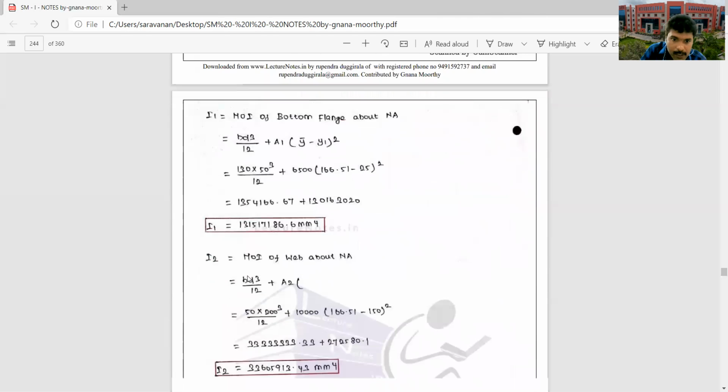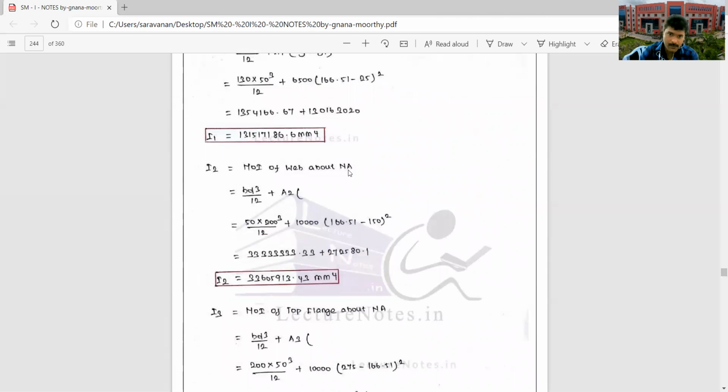I2 means the moment of inertia of the web about the neutral axis. So similarly, bd cube by 12 plus A2 into, similarly, Y bar minus Y2 the whole square. Here, bd cube by 12: the breadth of the web is 50, into the depth of 200, the whole cube, by 12, plus 50 into 200, the area of the web, 10,000, into the distance.